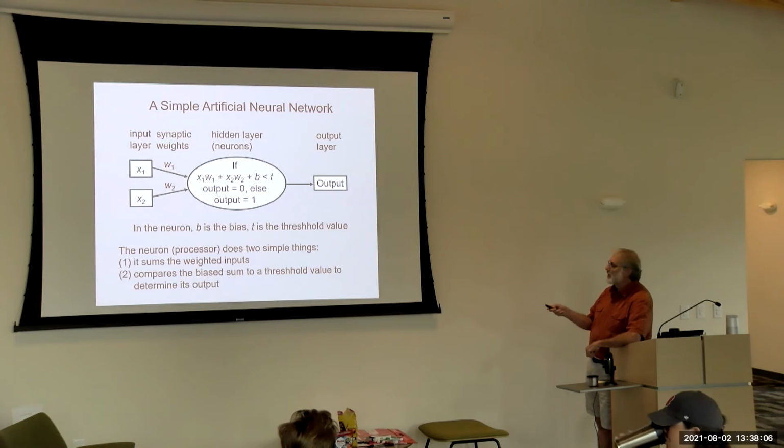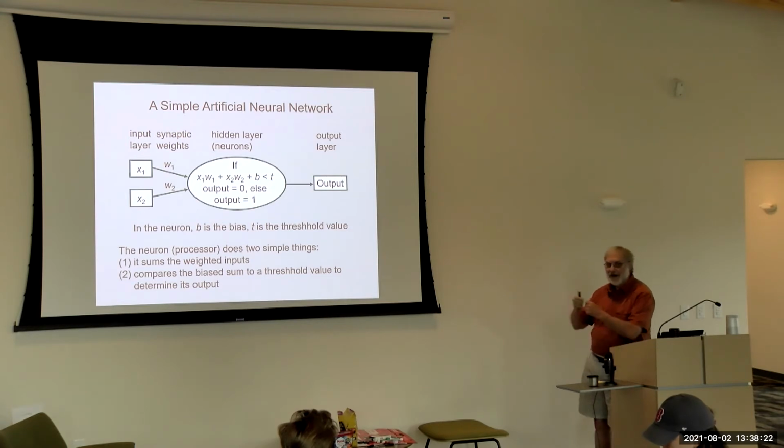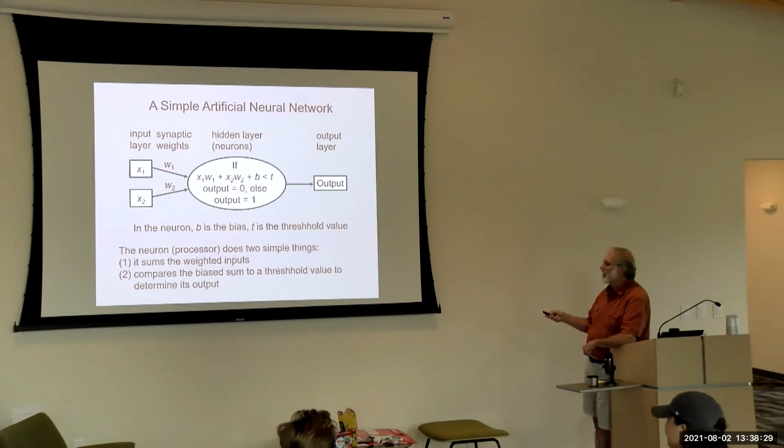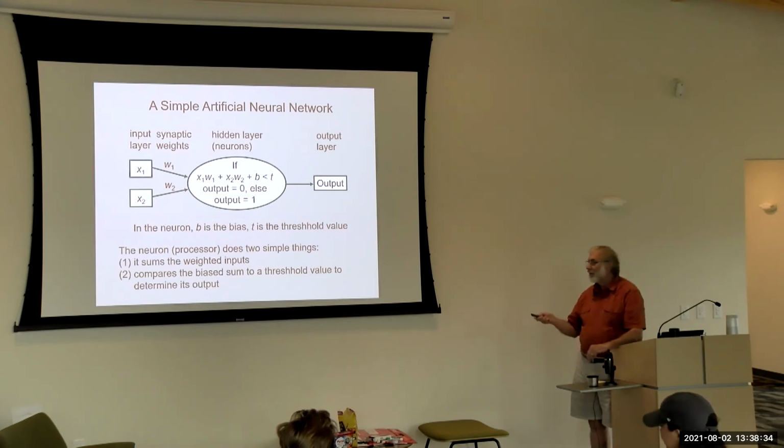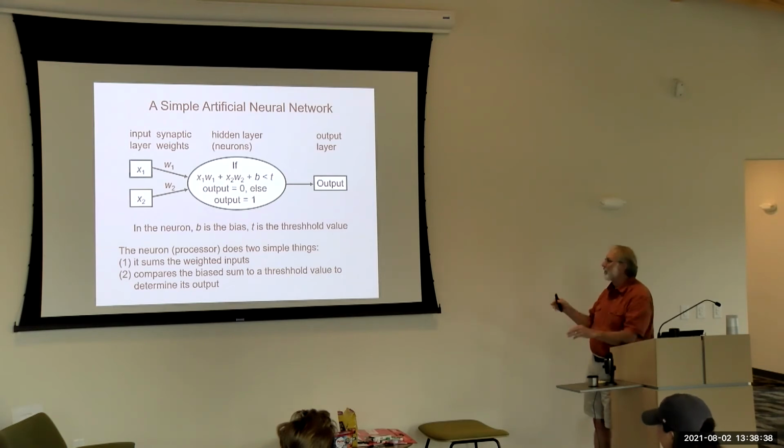And then there's going to be a set of weights, which says in the processor, take the first input, multiply it by the first weight, take the second input, multiply it by the second weight, add those together, maybe add in some bias, a constant bias, and then if that sum is less than some threshold value, output a 0. If the sum is greater than or equal to the threshold value, output a 1. So that's all the neural network does.